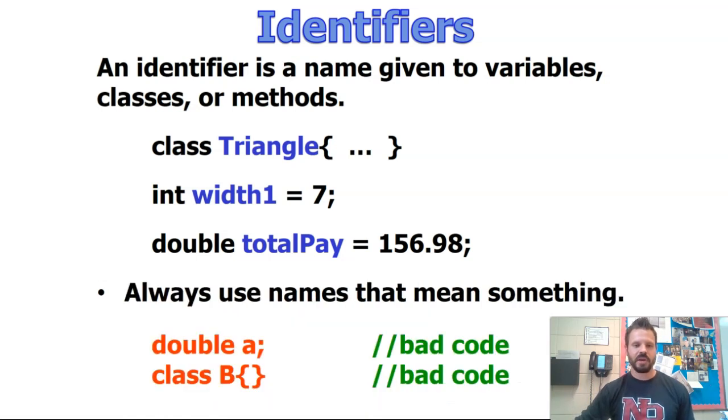All right, we always want to make sure that our variables have meaningful names. They should mean something. So for example, the Triangle class, I know that has something to do with triangles. I know this has something to do with the width of an object or something about being paid. It is not good code to have a double called A or a class called B. You will see examples like that on the AP exam, but for practical coding purposes, give variables a meaningful name.